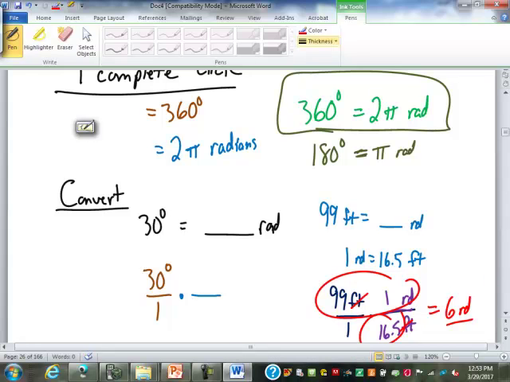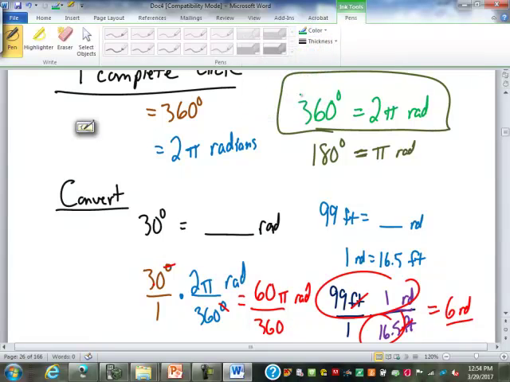Okay. Same thing's going to happen over here then. We're getting rid of degrees, so degrees are going to go on bottom, and we're going to radians. So radians on top. 2 pi radians equals 360 degrees. Degrees are gone. It's easier for me to multiply them out and reduce. 30 times 2 pi is 60 pi radians. 1 times 360 is 360.